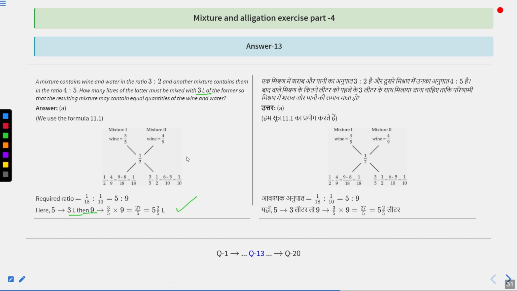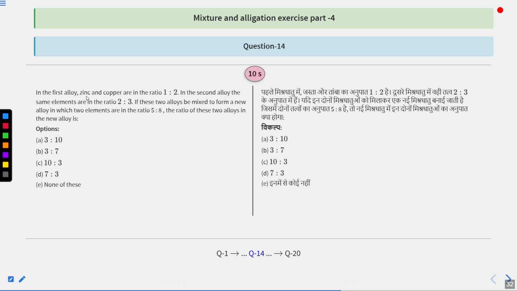Clear? Next one. In the first alloy, zinc and copper are in the ratio 1:2. In the second alloy, the same elements are in the ratio 2:3. If these two alloys be mixed to form a new alloy in which two elements are in the ratio 5:8, the ratio of these two alloys in the new alloy is. You have 5 options and 10 seconds to analyze the question. Your time start now.